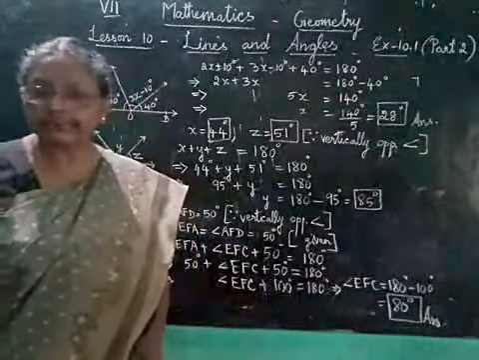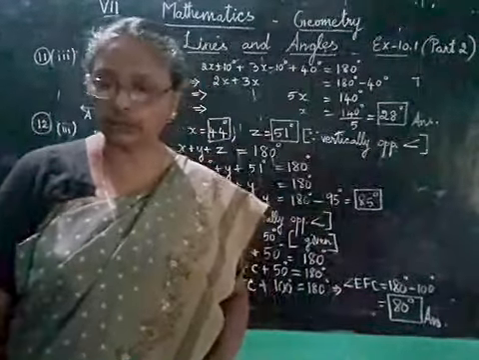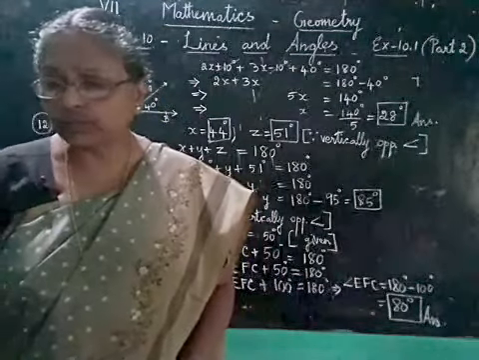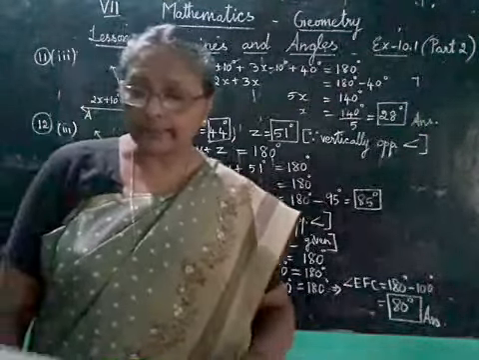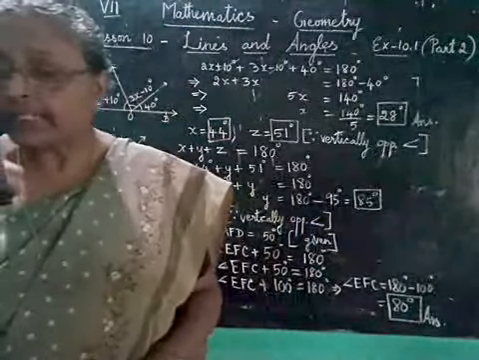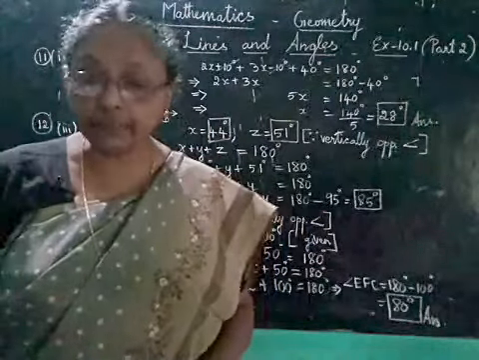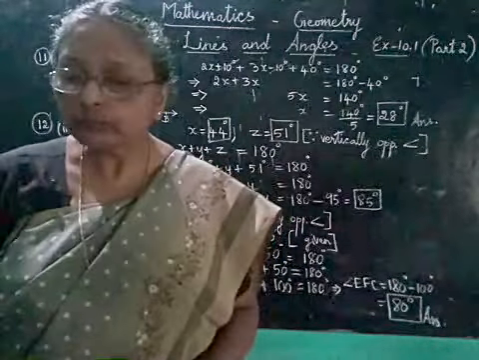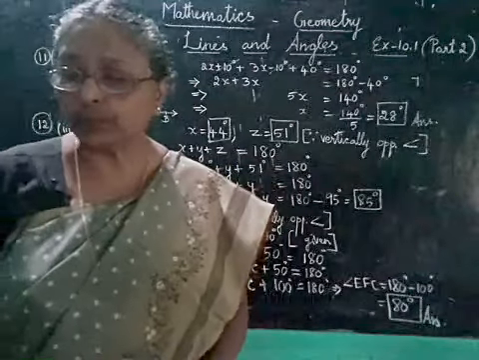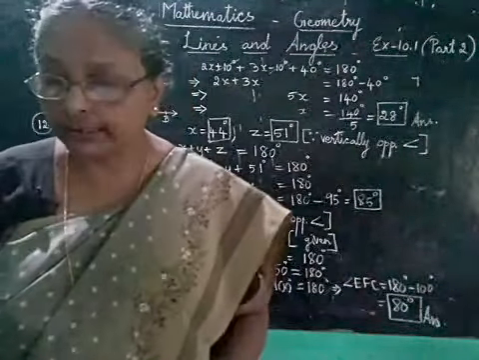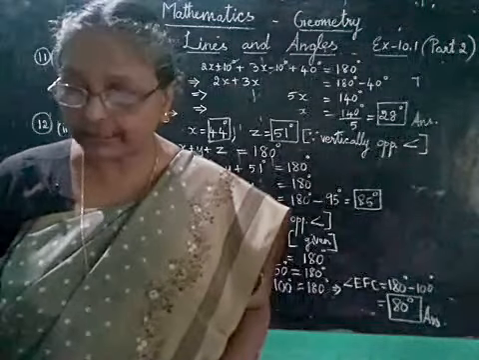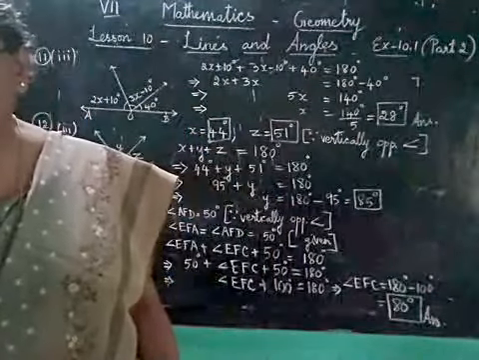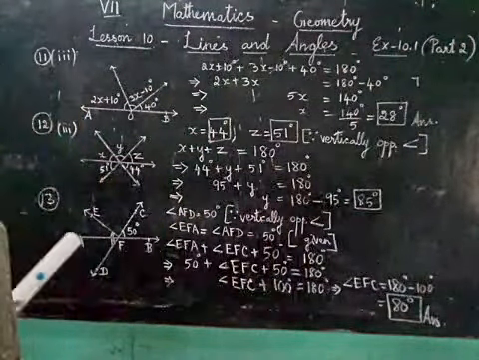Now you can see the last sum, which is the 13th one in this exercise. Here we are given one figure, and I'll read the sum for you. In the adjoining figure, lines AB and CD intersect at F. Angle EFA is equal to angle AFD, and angle CFB is equal to 50 degrees. Find angle EFC.